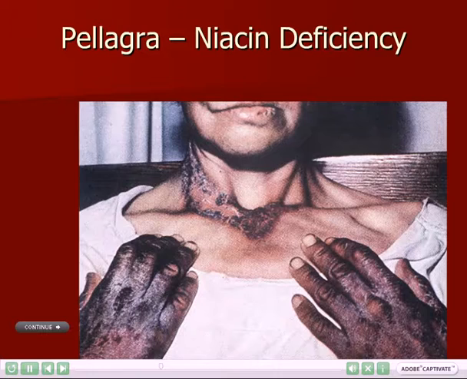The symptoms of pellagra include inflammation of the skin, diarrhea, and eventual loss of mental capacity. Pellagra is caused by a deficiency of niacin, vitamin B3.